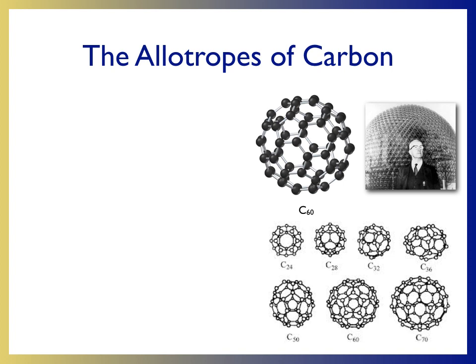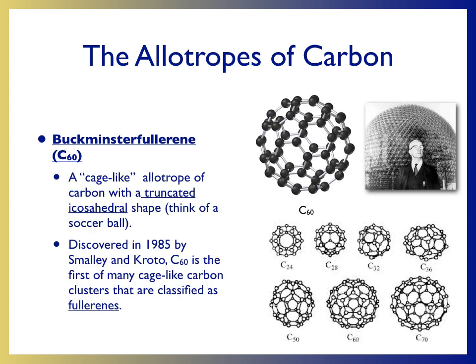The third allotrope of carbon is Buckminster fullerene, or C60. C60 molecules were discovered in 1985 by Smalley and Kroto. This was discovered in a mass spectrometry experiment where it was noticed that in a sample of soot, one of the masses corresponded to C60.